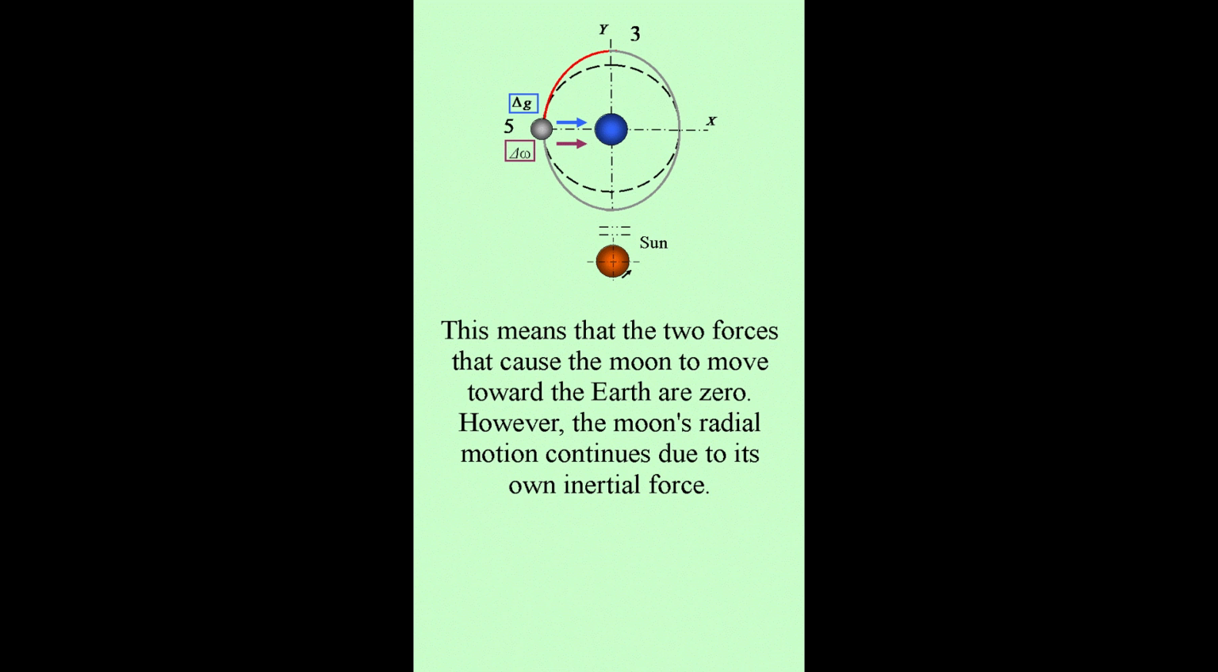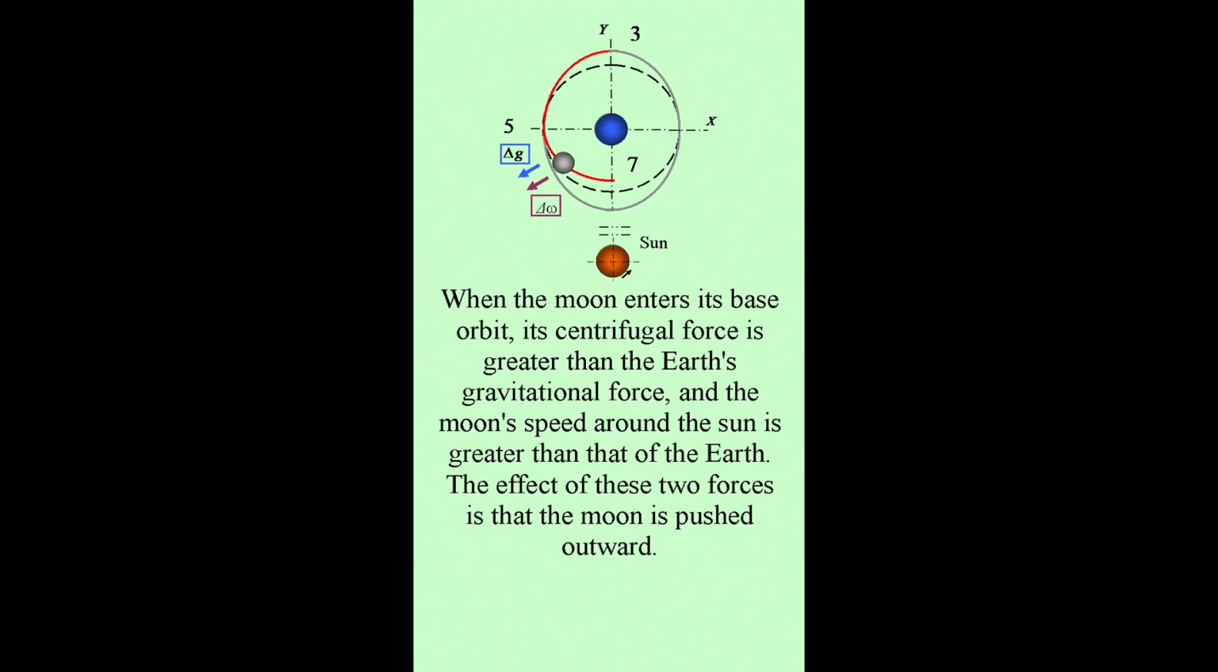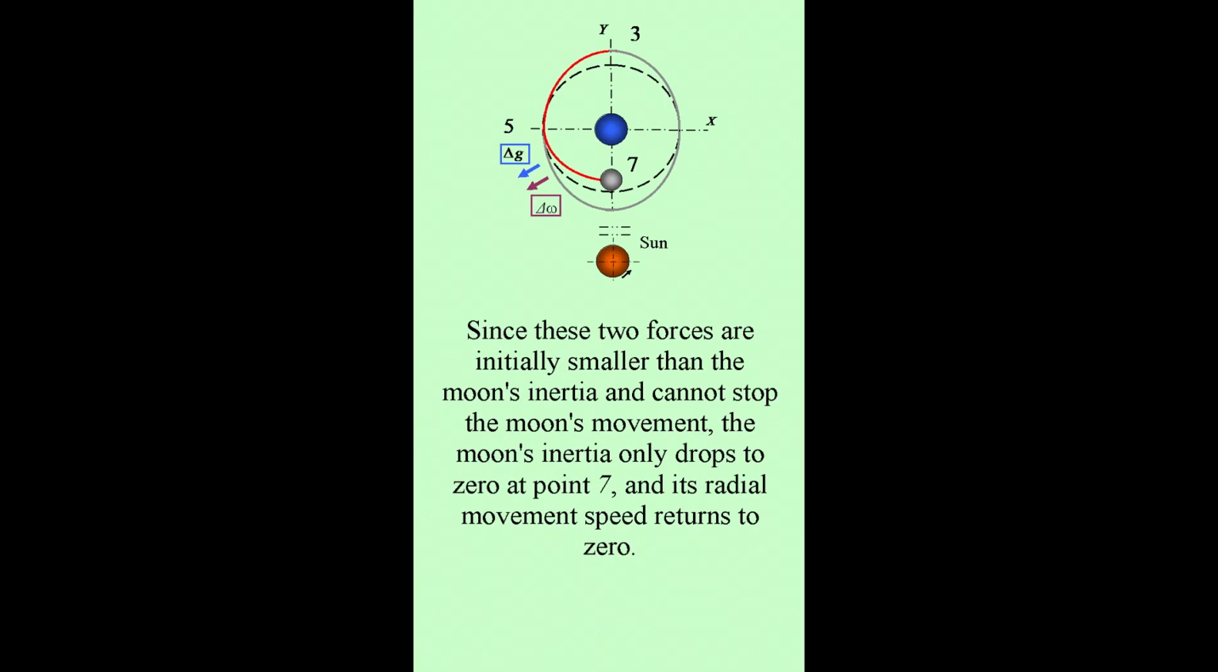However, the Moon's radial motion continues due to its own inertial force. When the Moon enters its base orbit, its centrifugal force is greater than the Earth's gravitational force, and the Moon's speed around the Sun is greater than that of the Earth. The effect of these two forces is that the Moon is pushed outward. Since these two forces are initially smaller than the Moon's inertia and cannot stop the Moon's movement, the Moon's inertia only drops to 0 at point 7, and its radial movement speed returns to 0.